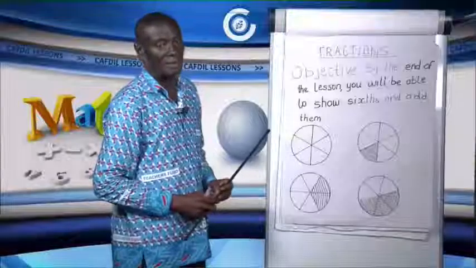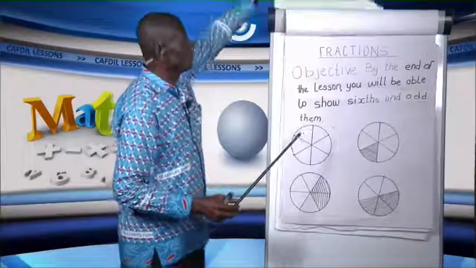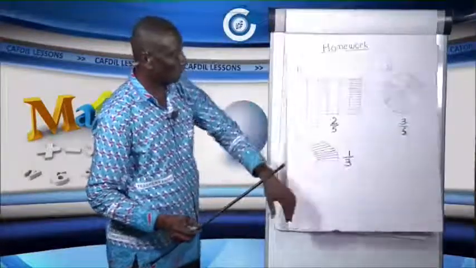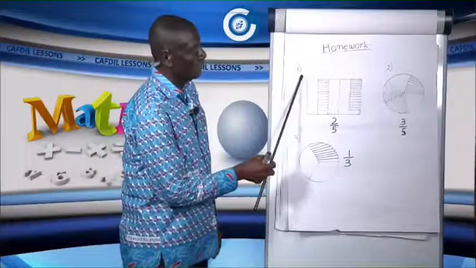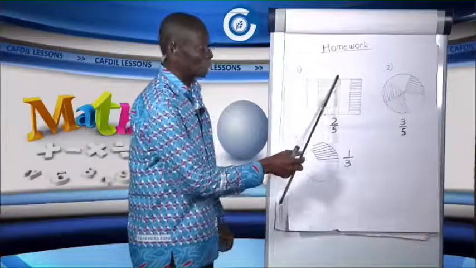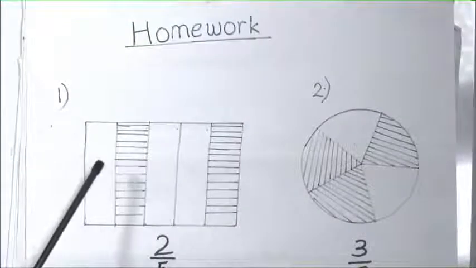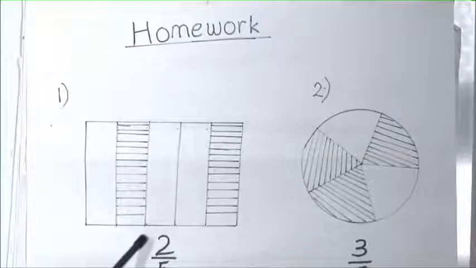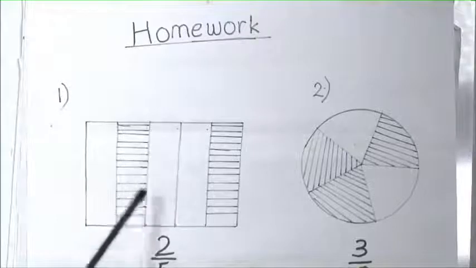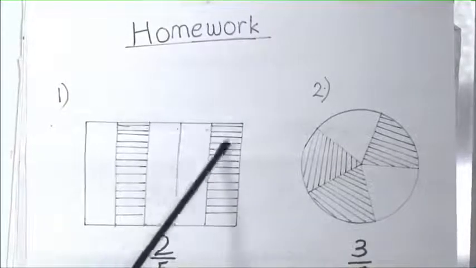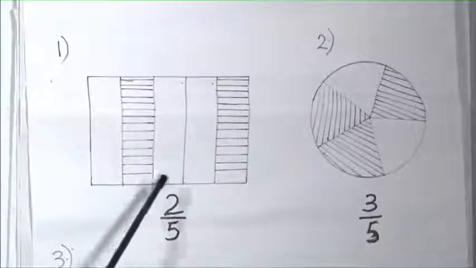For that, let us look at the homework. Question 1. You were to name the fraction of the rectangle which is shaded. You have 2. Here it is. How many parts? 1, 2, 3, 4, and 5. So 2/5. Say it. 2/5.